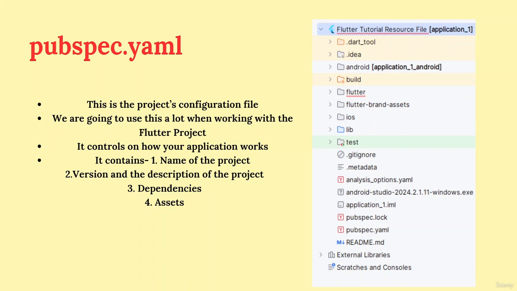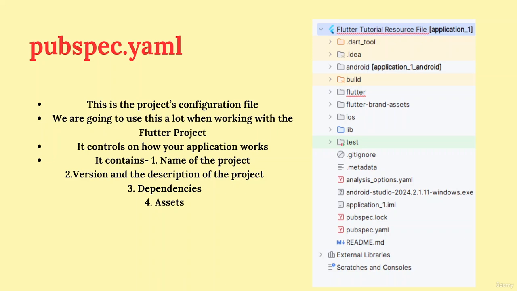We are going to use this a lot when working on a Flutter project, as I have already told you in point number 2. It also controls how our application works. Once we are running our application, the pubspec.yaml file basically controls how your application works. The pubspec.yaml file contains the name of the project, and also the version and the description of the project.